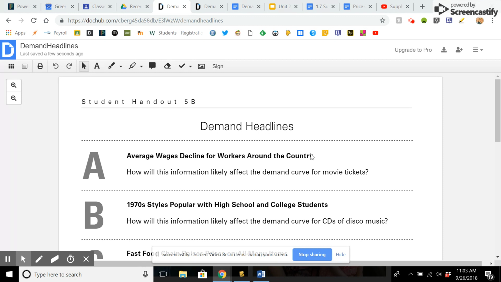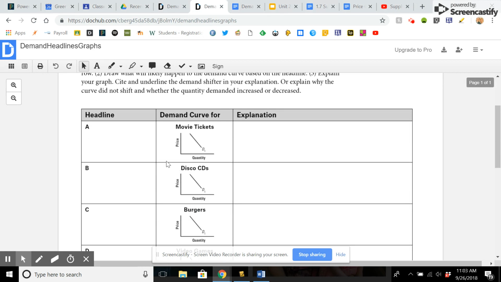Average wages decline for workers around the country. How will this information likely affect the demand curve for movie tickets? Okay, so what are wages? Wages is how much money people make. So if people are making less money, are they going to go to movies more? No, they're going to go to movies less. So the explanation is consumer income, decrease in consumer income, and your demand line is going to go down. You're going to have a shift downward in your demand line, okay?